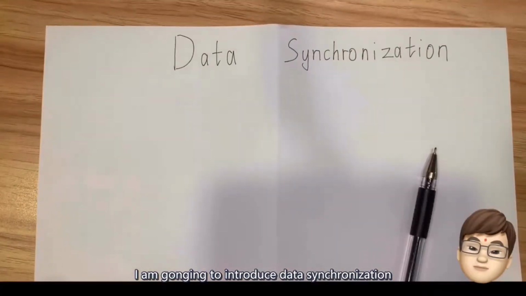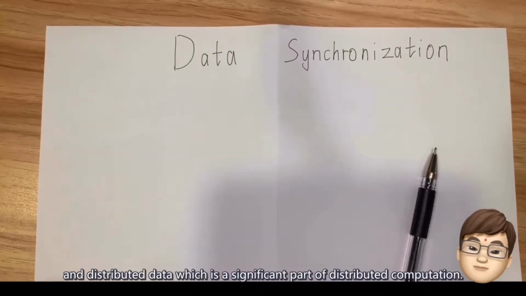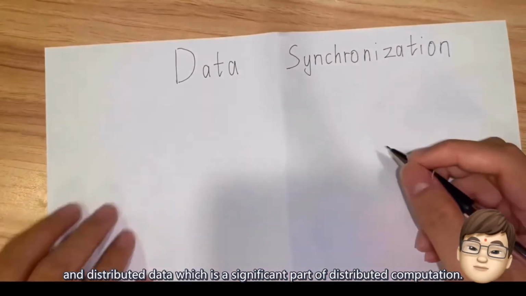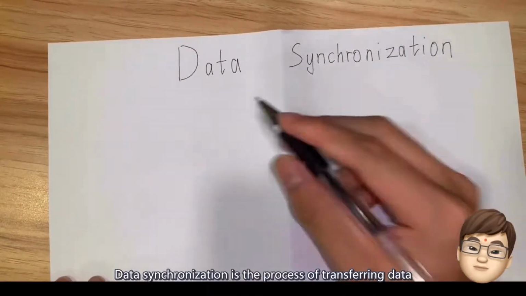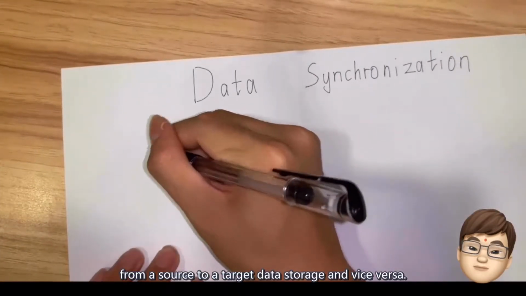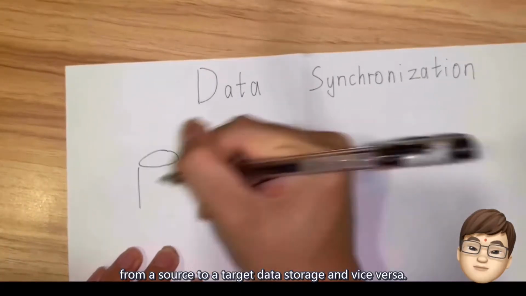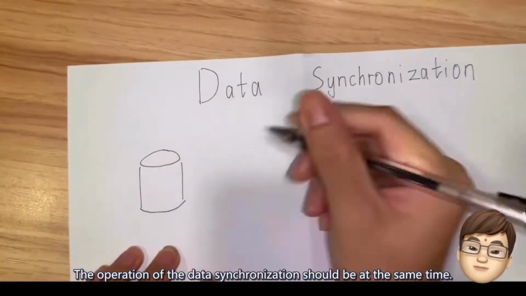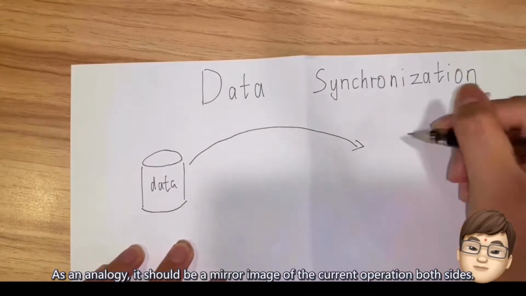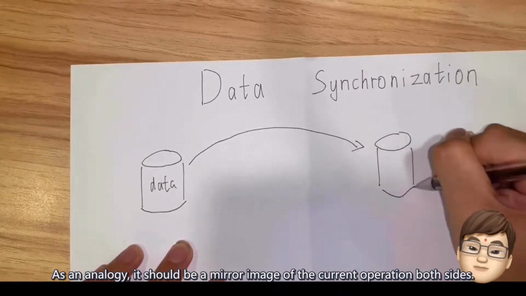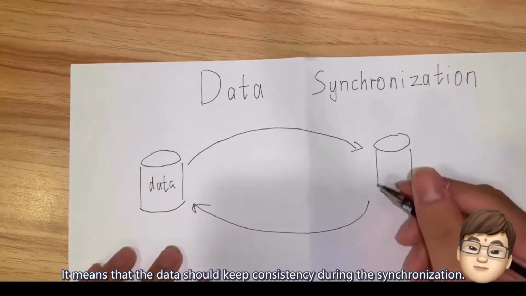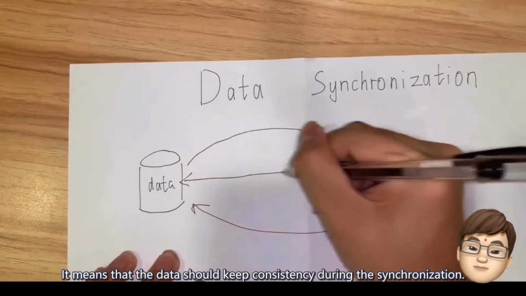I'm going to introduce data synchronization and distributed data, which is a significant part of distributed computation. Data synchronization is the process of transferring data from a source to a target data storage and vice versa. The operation of the data synchronization should be done at the same time. As an analogy, it should be a mirror image of the current operation on both sides. It means that the data should keep consistent during the synchronization.